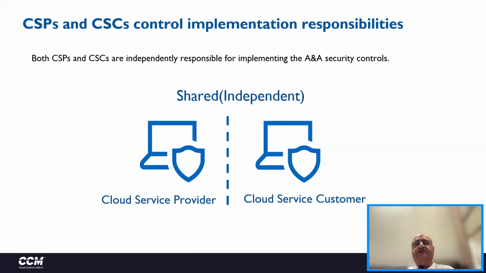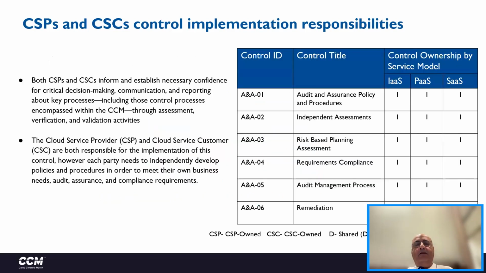So then the next section is the cloud service providers' and the cloud service customers' control implementation responsibilities. This is part of the shared responsibility model that the CCM framework provides us. So it is very important to understand that both the service provider as well as the consumer of the cloud services are responsible for this control, which has six control objectives, which have gone to six control aspects that we have just seen.